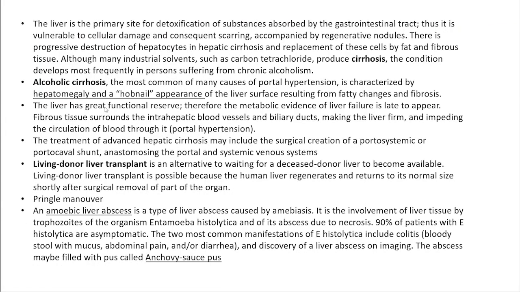Then there is something called cirrhosis. Why does cirrhosis happen? What is cirrhosis? Liver is the primary site of detoxification of substances absorbed by the GI tract, as you would have been told in physiology and biochemistry. It is vulnerable to cellular damage and consequent scarring. How does damage repair itself? That happens by formation of fibrous tissue, which is rich in collagen. That causes scarring, and that is accompanied by regenerative nodules.